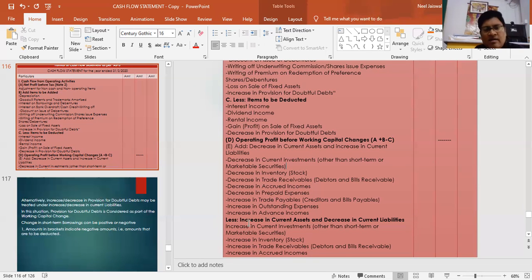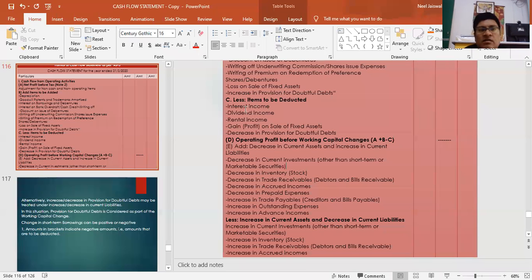Now next, increase in current assets and decrease in current liabilities, we will subtract. Why increase in current asset? Just imagine one thing, increase in current asset means we have made more investments, current investments we have increased, suppose. So what is happening then? That means our cash is going away when we are making the investments. So increase in current assets results in decrease in cash flow. That's why we are subtracting them.